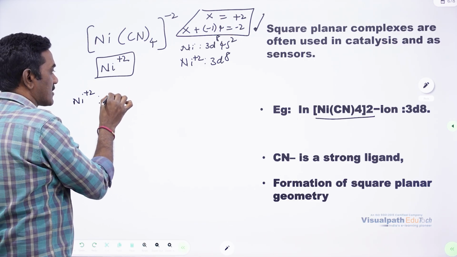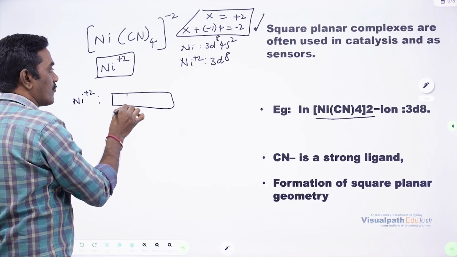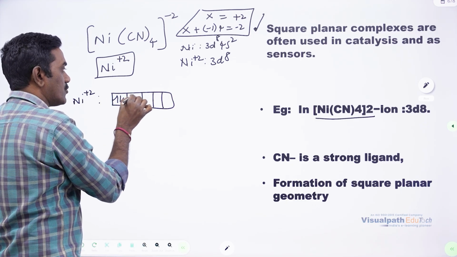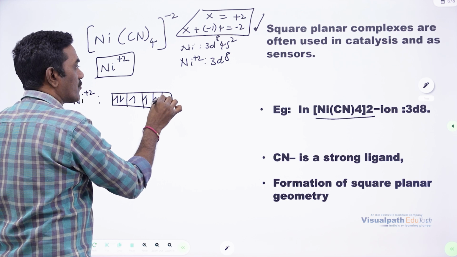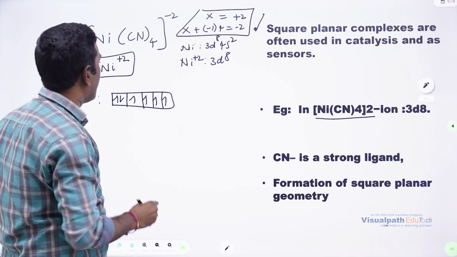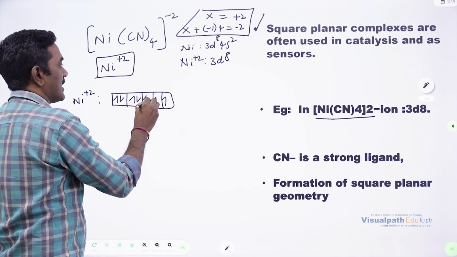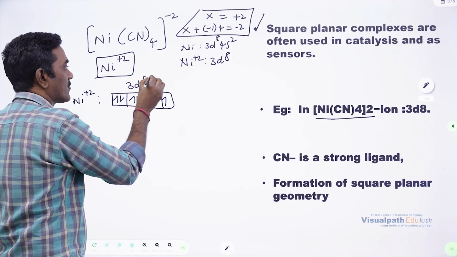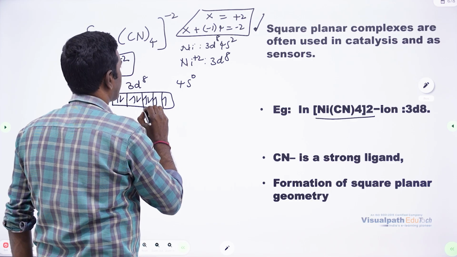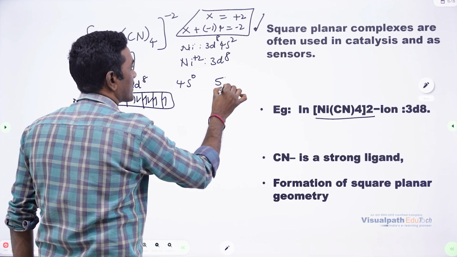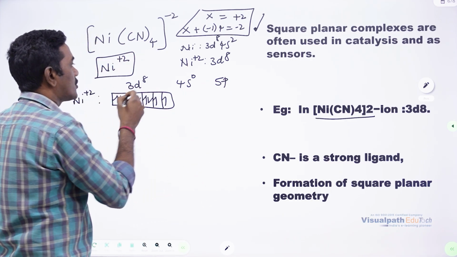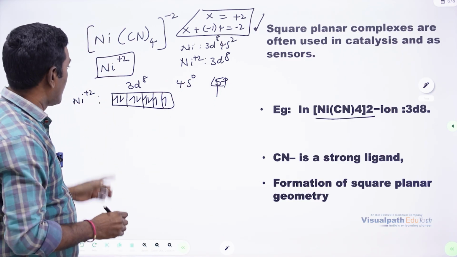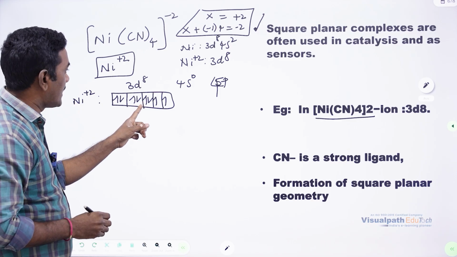So nickel +2, 3d8 configuration I am writing here. 3d8 means 1, 2, 3, 4, 5 and 1, 2, 3, 4, 5, 6, 7, 8. Now this is the 3d8, then 4s0 and 4p.